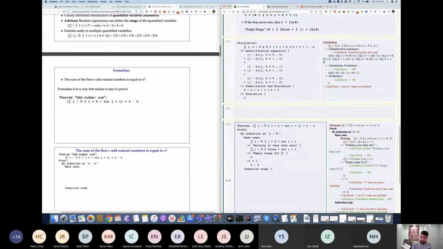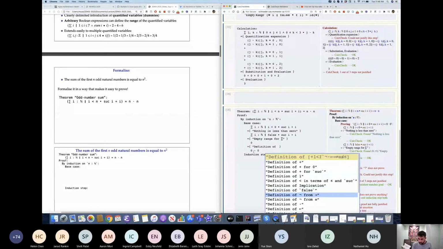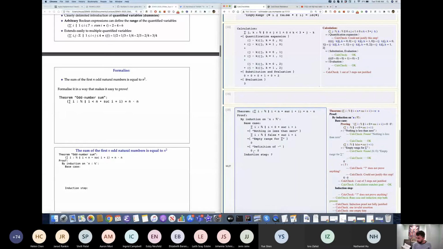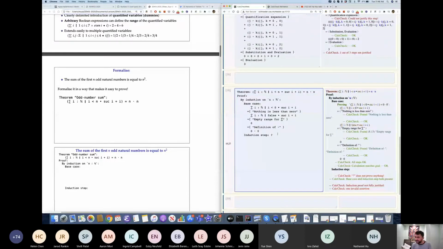Fact 0 times 0. Yes, we could do a fact, but we could also just say definition of multiplication. Yes, we could also do that. There are a lot of rules that will work. You could do a fact, you could do 0 of multiplication, you can do definition of multiplication.